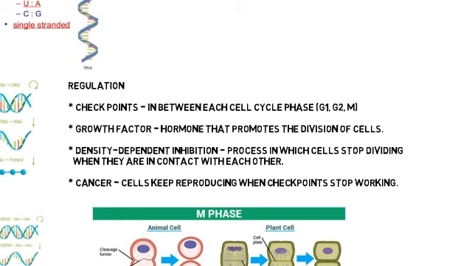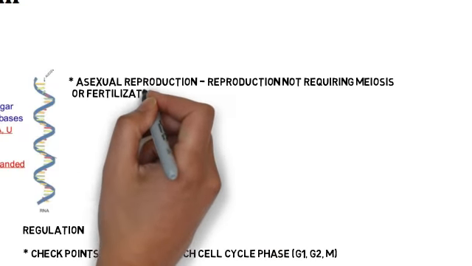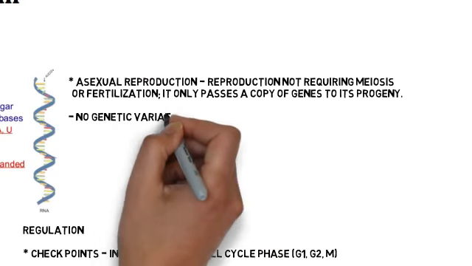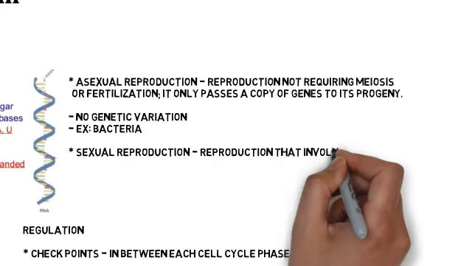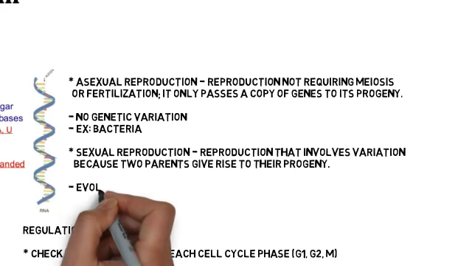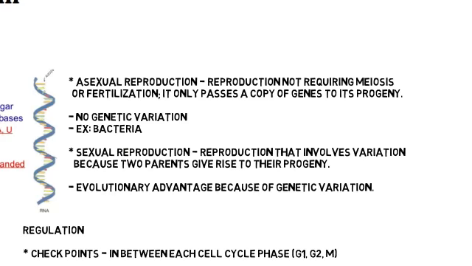Asexual reproduction is a form of reproduction not requiring meiosis or fertilization. It only passes a copy of genes to its progeny. It's a type of reproduction in which there is no variation in genetic makeup. An example of this would be bacteria, which reproduce via asexual reproduction. Sexual reproduction is a type of reproduction that involves variation because 2 parents give rise to their progeny. This introduces evolutionary advantage because of genetic variation.